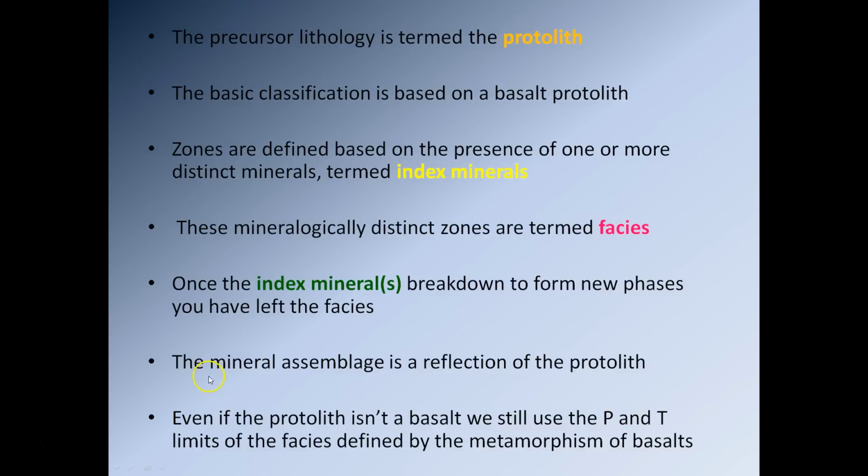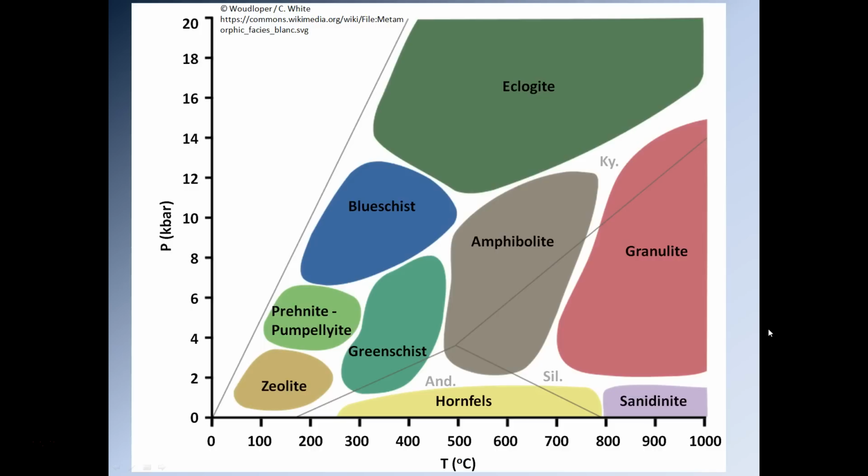Even if the protolith isn't a basalt, we can use the pressure and temperature limits for the facies, which were defined by a basalt, to describe the temperature and pressure to which a rock has been exposed. So this is the diagram here. Each of these zones is defined using the pressure and temperature zones of a basalt.